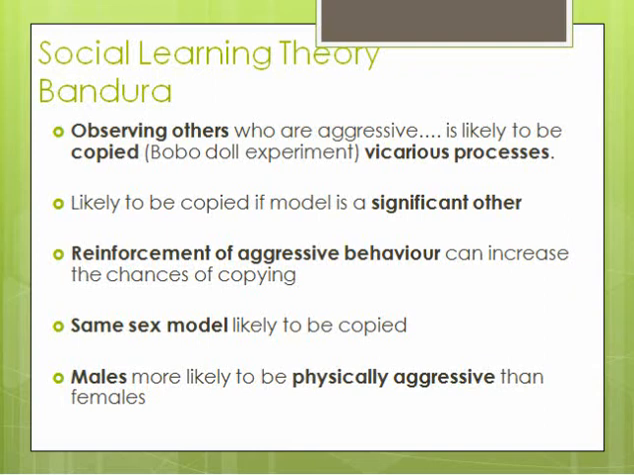It could be a parent. It could be a friend. Okay, it could be an athlete that you look up to. The next thing is to say that reinforcement of aggressive behaviour can increase the chances of copying. So we've just talked about reinforcement, about positive reinforcement. You could also talk about negative reinforcement and about punishment. All of those three things, if the significant other does give you some positive reinforcement, it's likely that the chances of copying the aggression is going to happen.